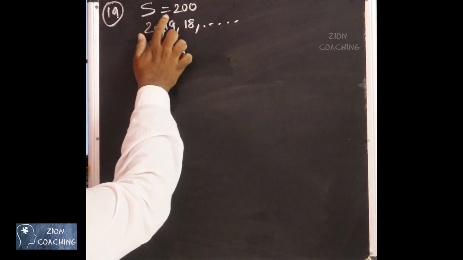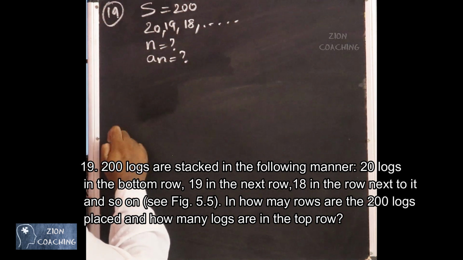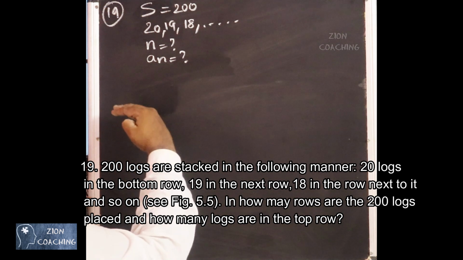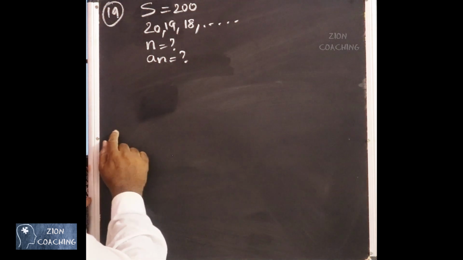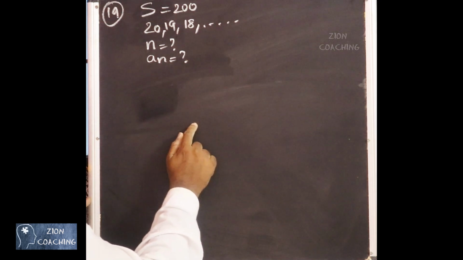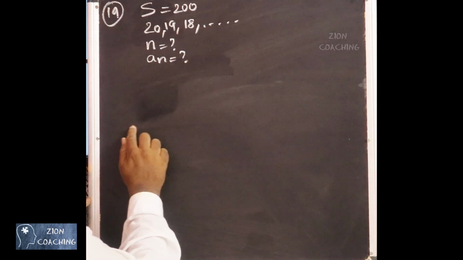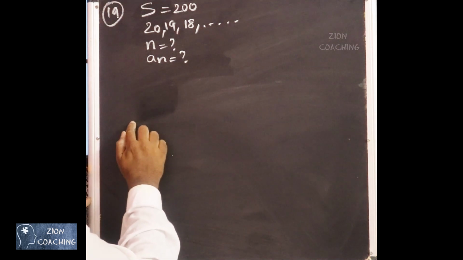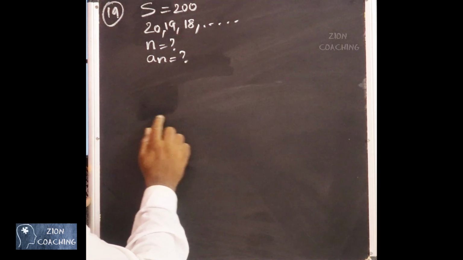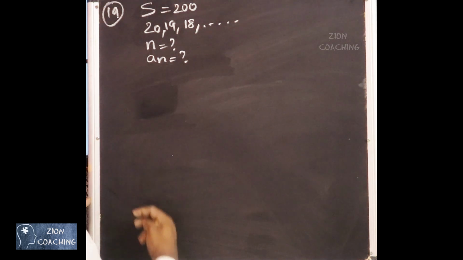There are 20 logs in a particular place. They are stocked in the following manner, one above the other. In the bottommost row there are 20 logs. In one row above that there are 19 logs, and above that there are 18 logs, and above that there are 17 logs. Like that it is stacked there.